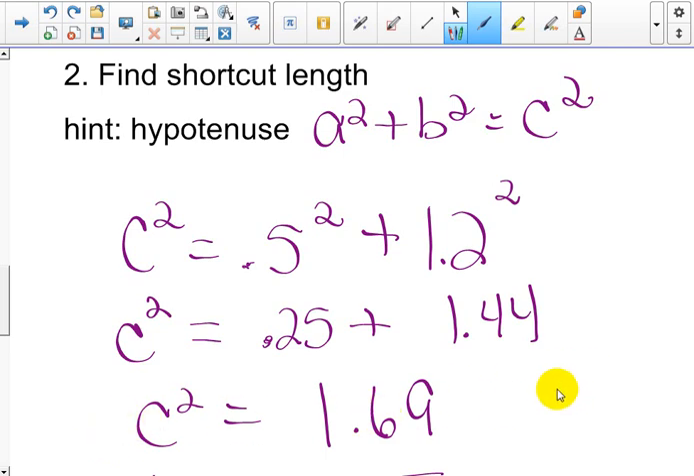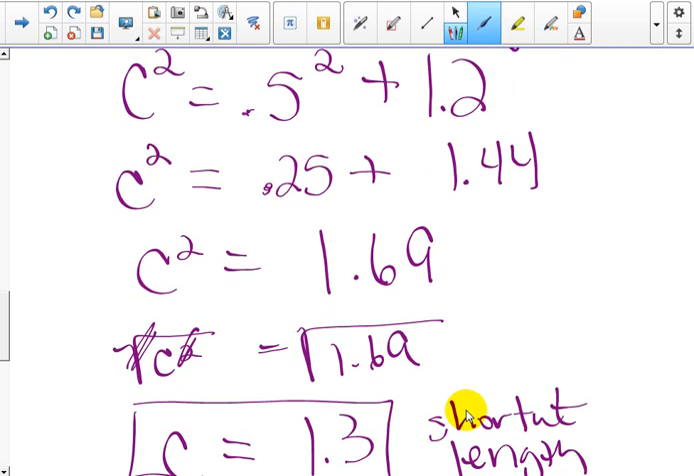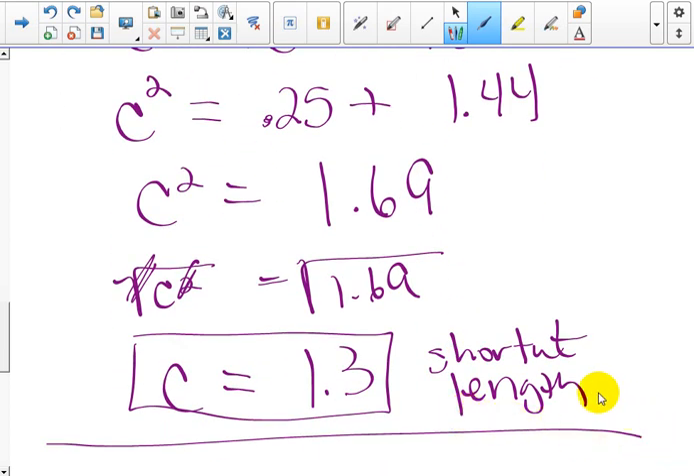When you take the square root of 169, you get what? 13. But we've got a decimal there. So when you plug in the square root of 1.69, you're going to get what? 1.3. So the shortcut length is now 1.3 miles. So now we know how long it is and we know what rate we walk. So now all we have to do is what?